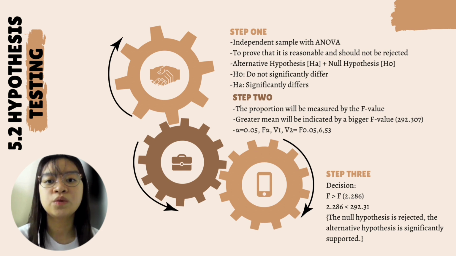In conclusion, we will need to reject the null hypothesis, which is H0, since our p-value is 0.01, which is smaller than the alpha 0.05. As our critical region is F 0.05, 6, 53, hence the null hypothesis is rejected. This implies that the alternative hypothesis is significantly supported by our observed data. And that's all from me.